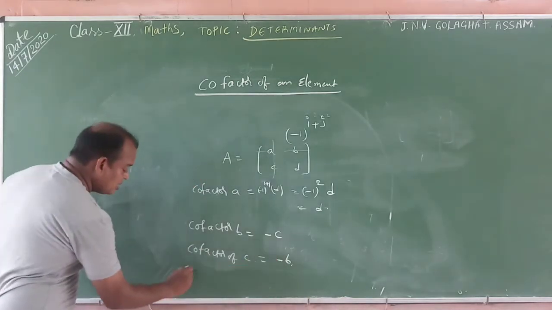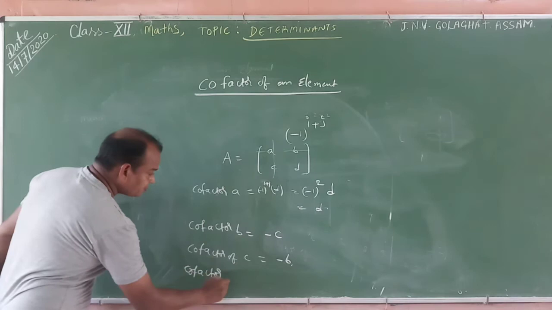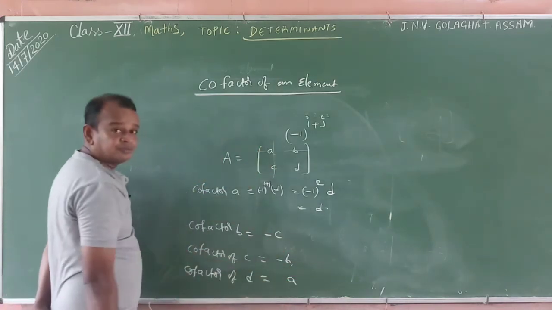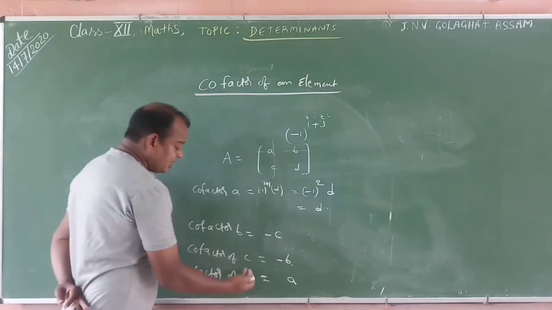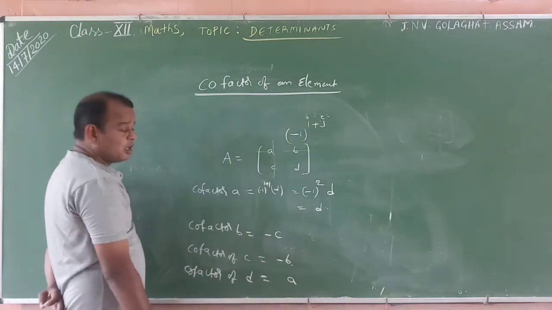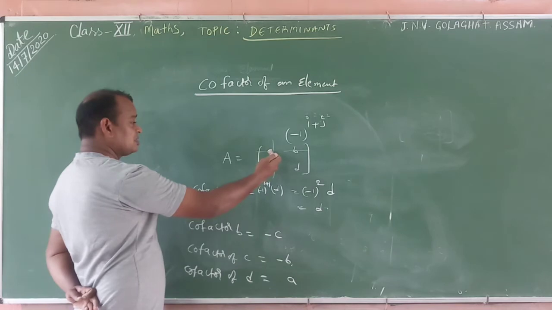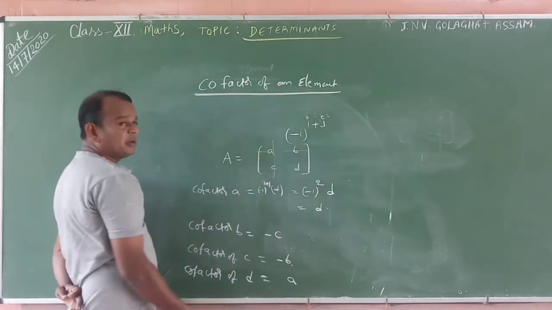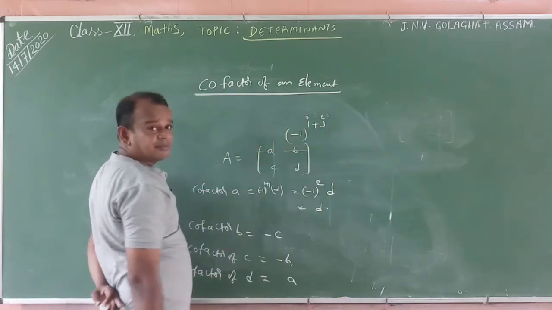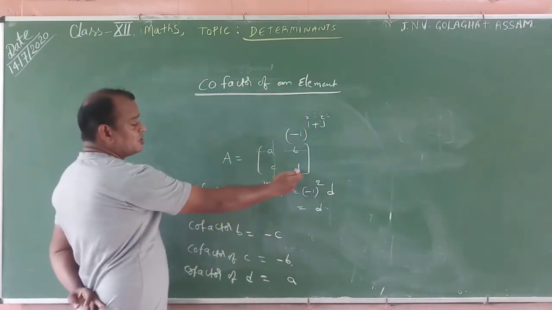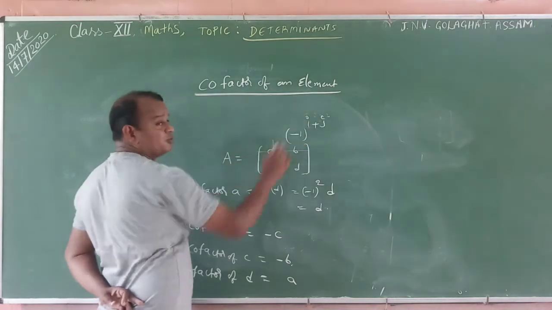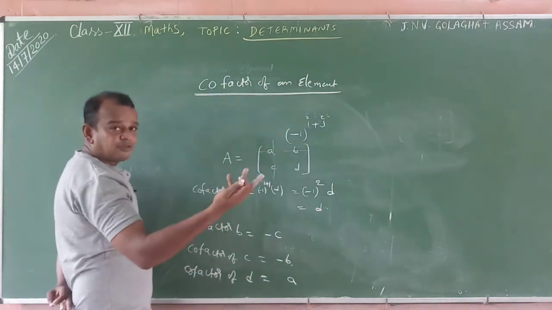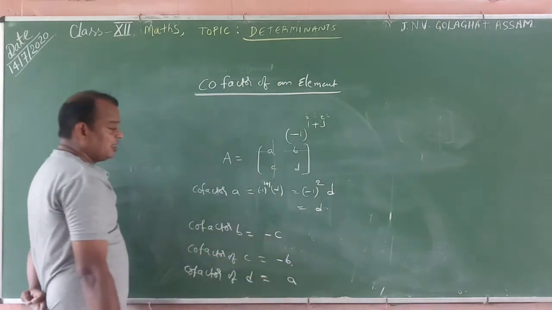Next one is the cofactor of D. The cofactor of D is nothing but A. First we write the minor. The minor of D is A. After that, multiplied with (minus 1) power i plus j. This is the second row, second column, means 2 plus 2 is 4. The power is 4. (Minus 1) power 4 means positive. That is D.